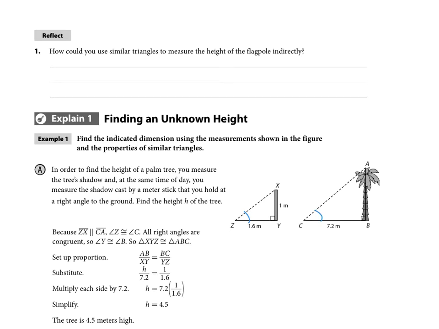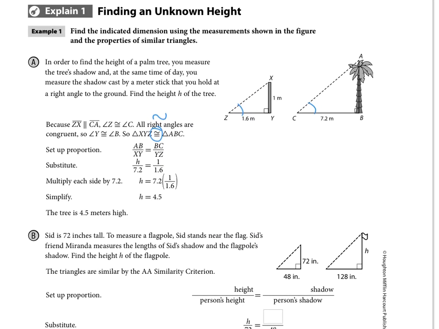So our similarity statement is that triangle XYZ is similar to triangle ABC. So we can set up a proportion. This is wrong, guys. This should actually be a similarity symbol. Change that. So we can set up a proportion that side AB, first two letters there, corresponds to XY. And side BC, which is the shadow that we've measured to be 7.2 meters long, corresponds to YZ, which is the stick's shadow that we've set up here. And we can see the process that they're walking you through again.